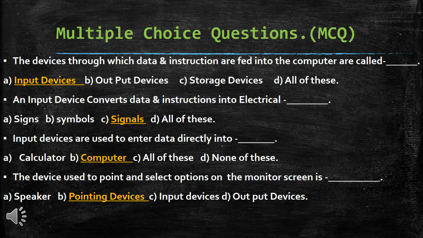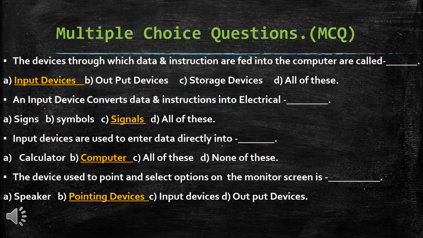The next one is: an input device converts the data and instruction to electrical dash. Your options are signals, symbols, signs, all of this. The answer is signals, that is the C1. The next one is: input devices are used to enter data directly into dash. Calculator, computer, all of this, none of this. Obviously it will be computer.